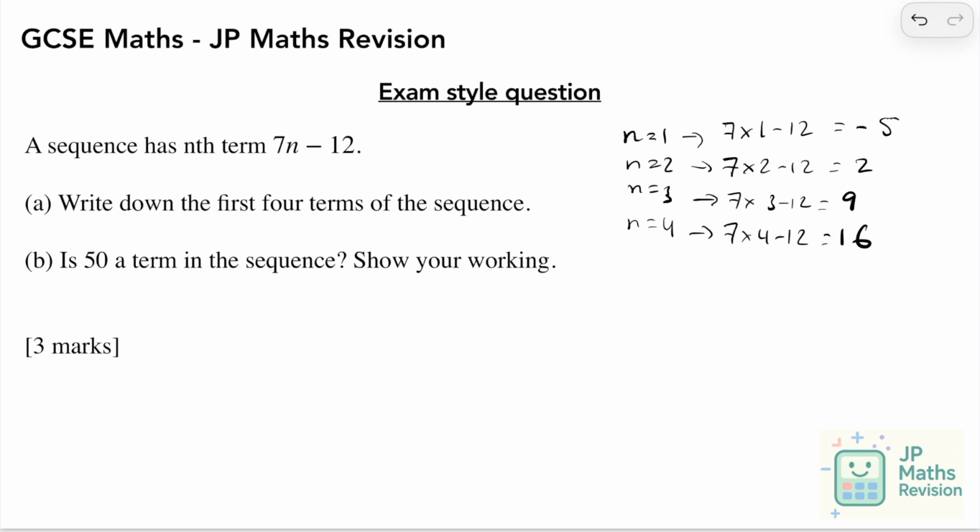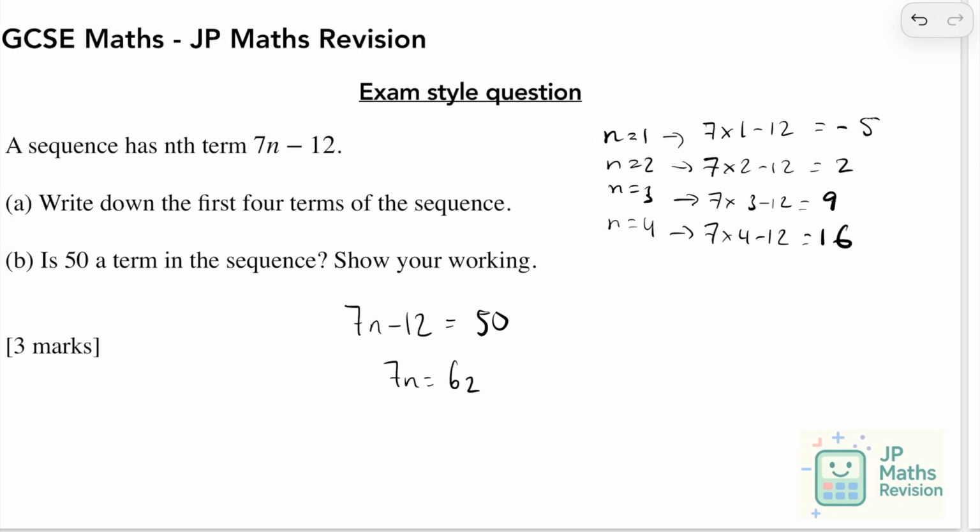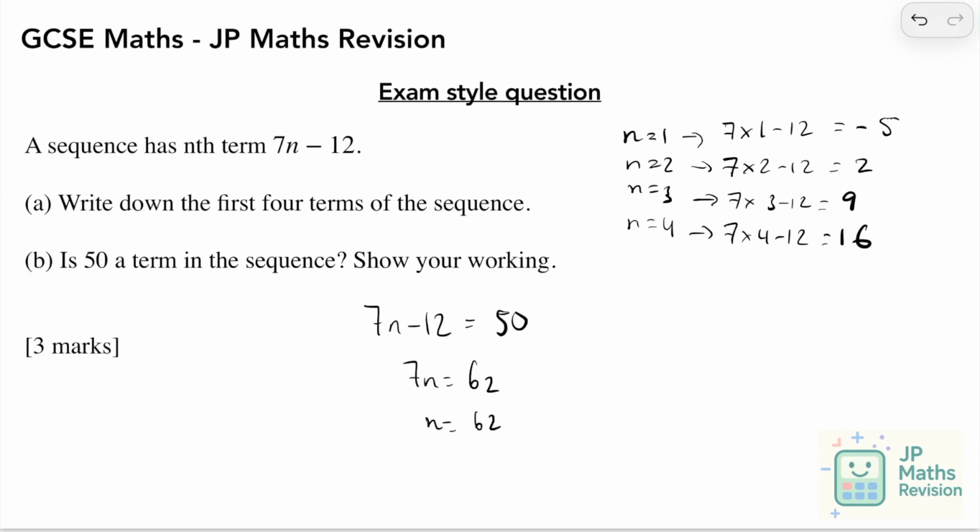And then it says, is 50 a term in the sequence? So we're going to assume it is a term in the sequence, and we're going to find the value of n for which 7n minus 12 equals 50. So if we add 12 to both sides, we get 7n equals 62. And you can see that 62 isn't divisible by 7. So n would be 62 over 7, but because that's a decimal, you can't have a decimal term in a sequence. So the answer to this question is no.